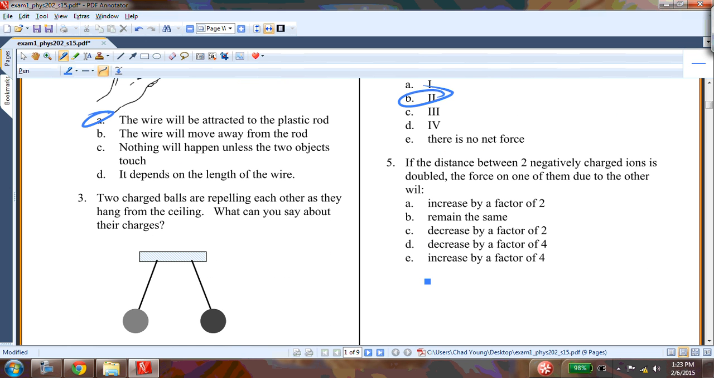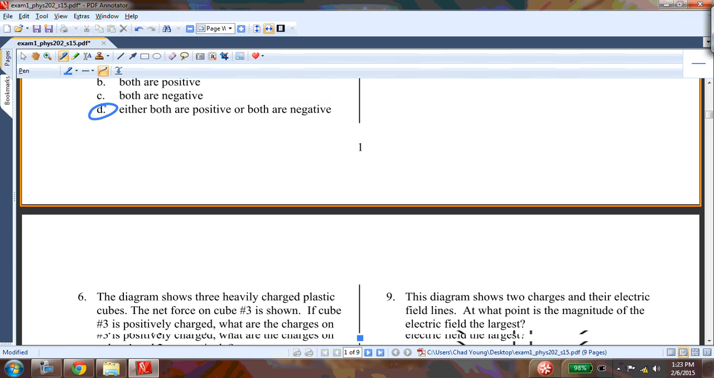If the distance between two negatively charged ions is doubled, what happens to the force on one of them due to the other? Well, we know it'll decrease. It'll actually decrease by a factor of 4. That's kQQ over r squared. If I double this distance, I get a factor of 1/4 over here. So I'm decreasing by a factor of 4.